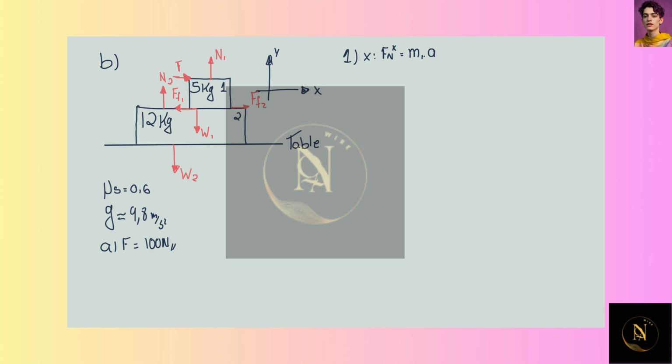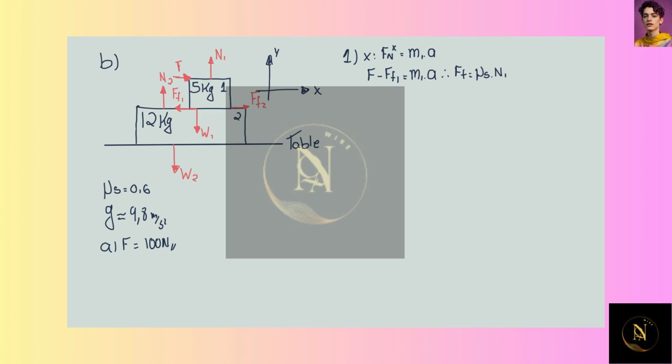Then, again, according to Newton's second law, for block number 1, on the horizontal direction, we have plus F minus frictional force number 1. So F minus frictional force number 1 is equal to the mass of the first block times its acceleration. Then, remember that the maximum possible frictional force is given by the static frictional coefficient times the contact force, which in this case is the normal number 1. It's very easy to see that the normal number 1 is equal to the weight number 1.